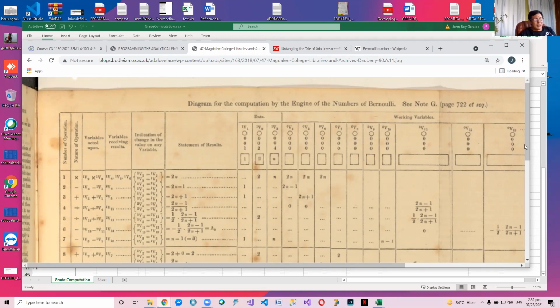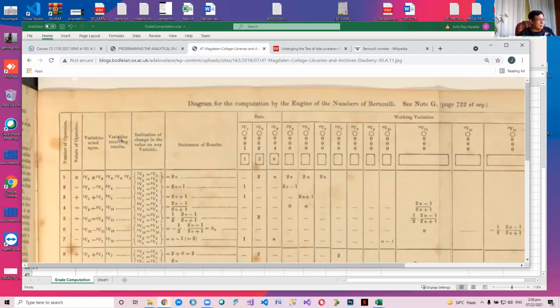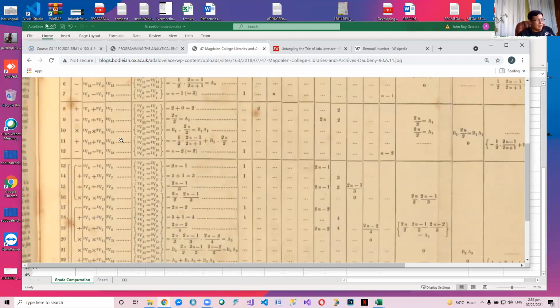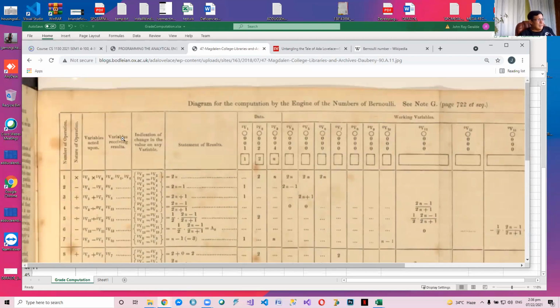The working variables are like the temporary variables that are used, V11, V12, and V13. These are the working variables so that she can store temporary values. Did you follow? Did you get my point? Now, can you trace the Bernoulli series using this program, given n as a value? Of course, we will not do that anymore.